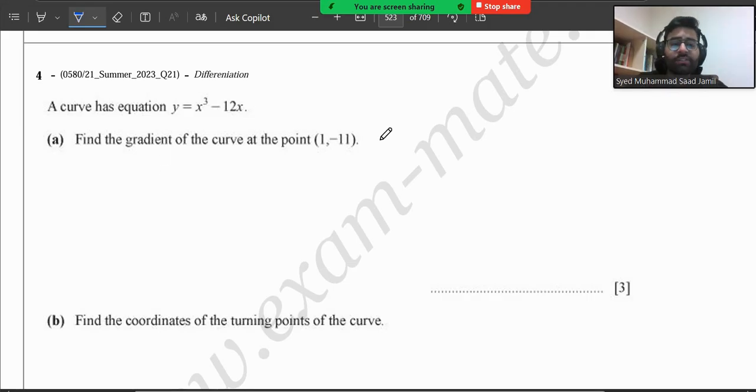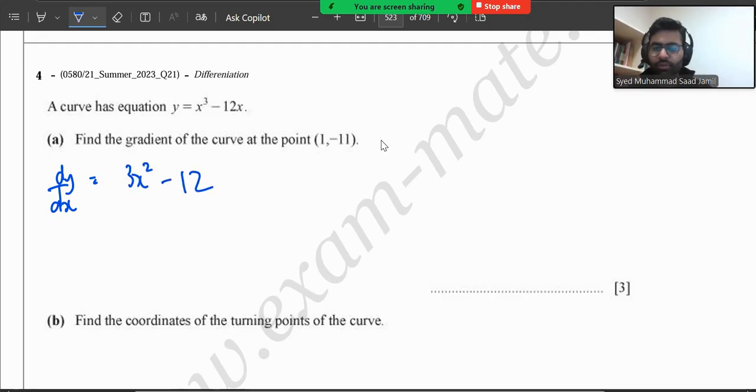A curve has this equation, find the gradient of the curve. Okay, dy over dx, guys. I guess it will become a new trend. Instead of saying just do it, you guys will say dy over dx. Hey man, just dy over dx. Sounds cool. Yeah, I did the dy over dx.